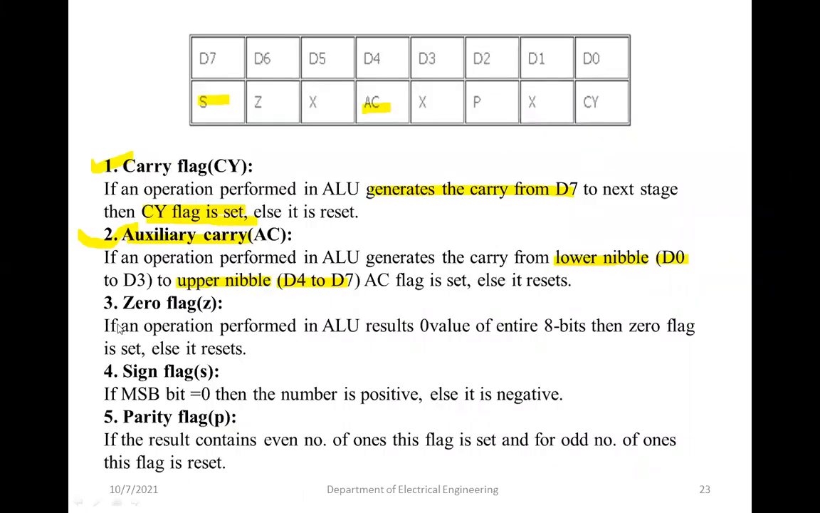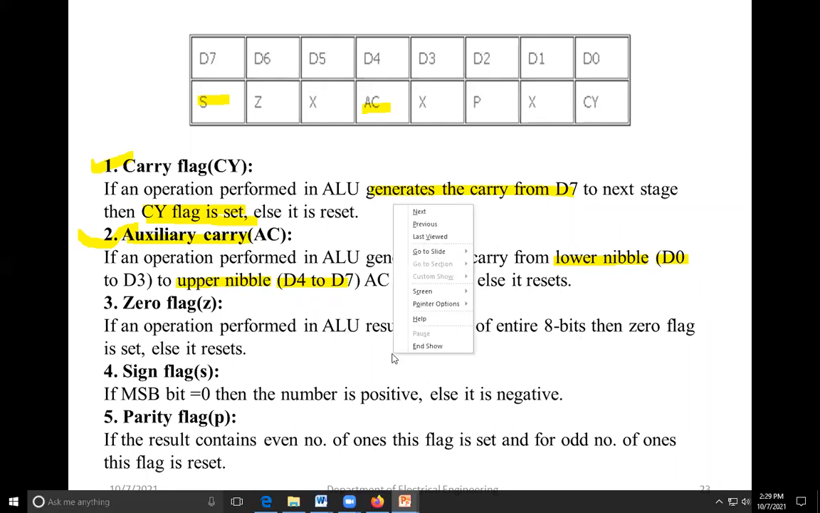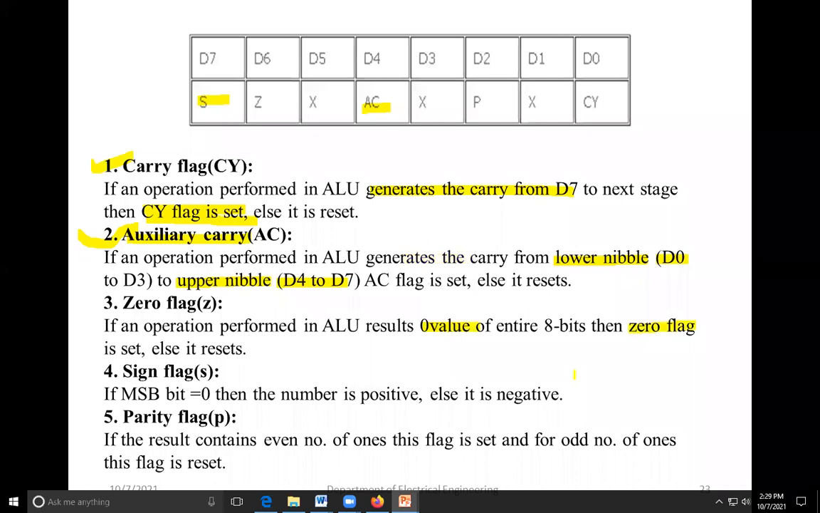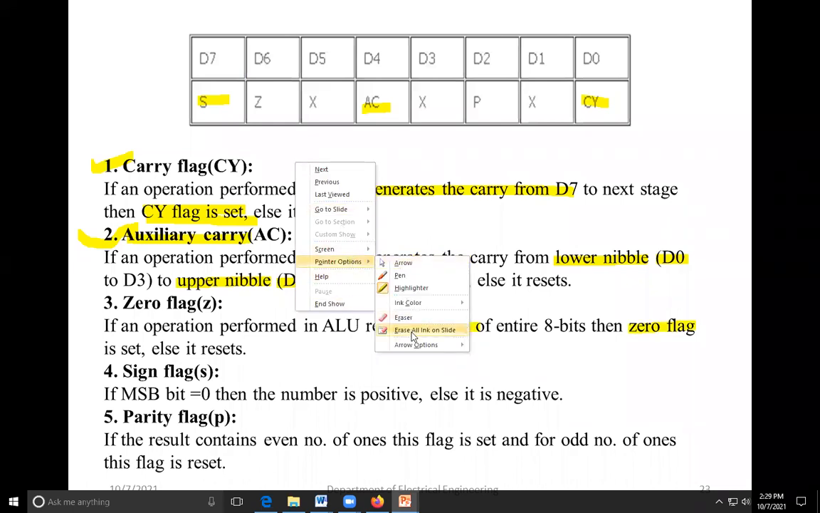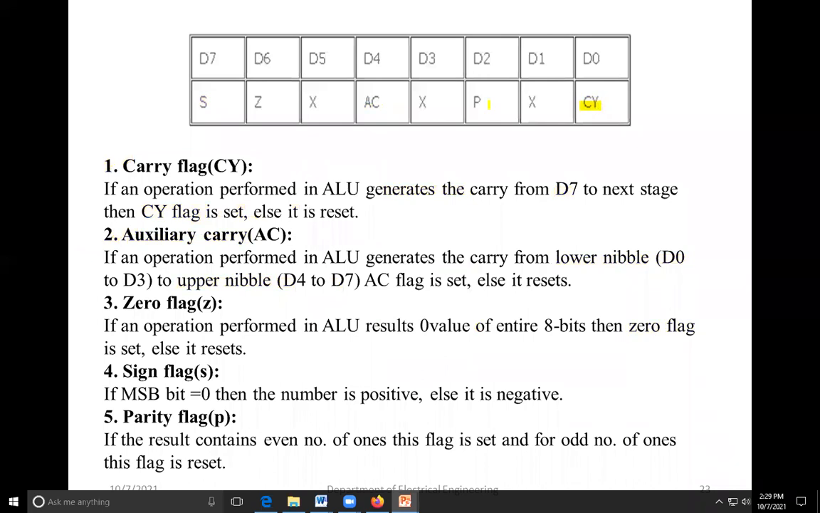Zero flag means what? If an operation is performed on 8-bit values and your result is 0, then you have to generate the zero flag. What is the meaning of generate? Generate means you have to put a value of 1 into the bit where the zero flag is. Here the carry flag is 0, this is the auxiliary carry flag, and then we are discussing the zero flag. Here you have to put the zero flag.